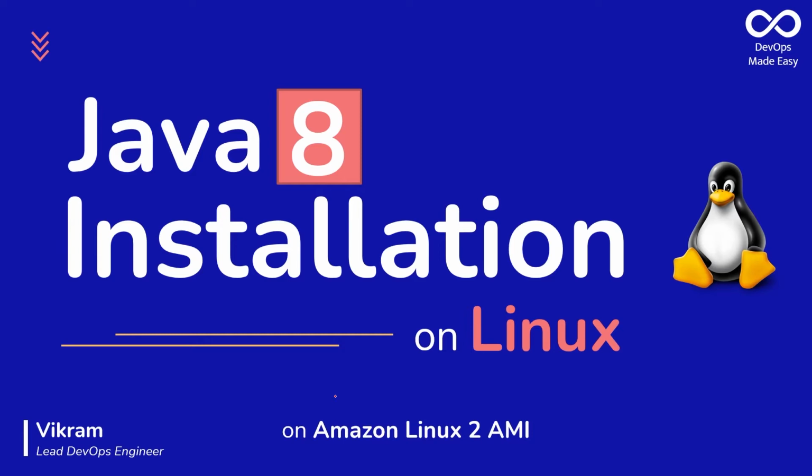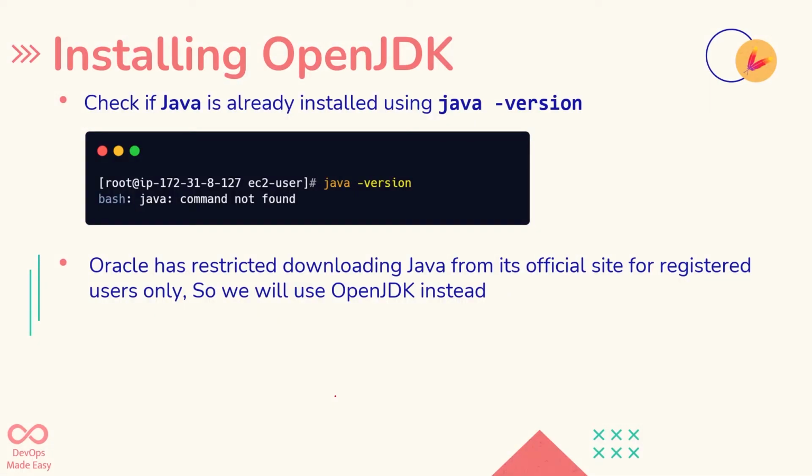In this video, we will see how to install Java 8 on Linux. First we'll start with checking whether Java is already installed or not in the Linux machine. We'll use the java -version command to see the output. If the output shows command not found, that means Java is not installed in the machine.